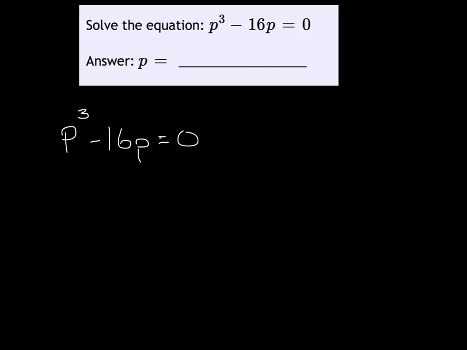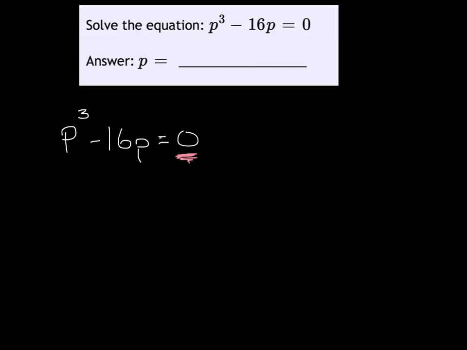All right, we're asked to solve this equation, p cubed minus 16p equals 0. There's a couple different ways to solve equations. What we're going to use in this case is the zero factor property. The first step there is to set one side of the equation equal to 0. And the good news for this equation is that we have one of our sides set equal to 0 already.